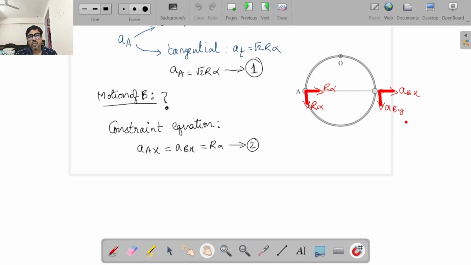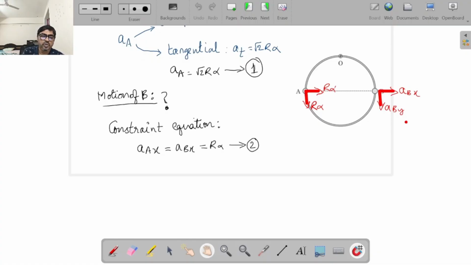I would rather go with the constraint equations, because it is inside the ring there. So there is a contact between the ring and the bead, and so I can use that wedge constraint or the surface contact method. So what does it say? Along the normal, meaning radial, which is basically horizontal here, both the particles should have the same acceleration. Along the normal, both the particles should have the same acceleration. So that is one thing that I have here. Okay, so that means AX has to be equal to ABX, and that is going to be R alpha.